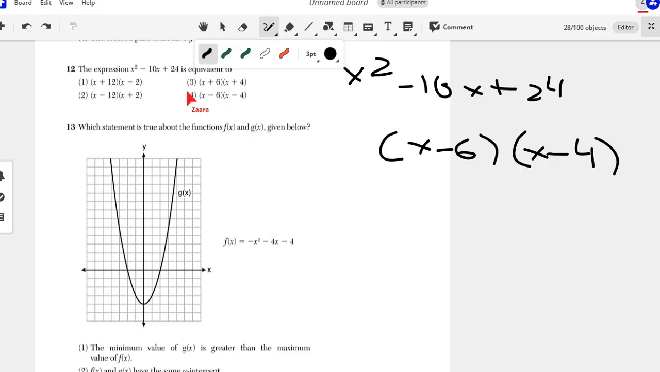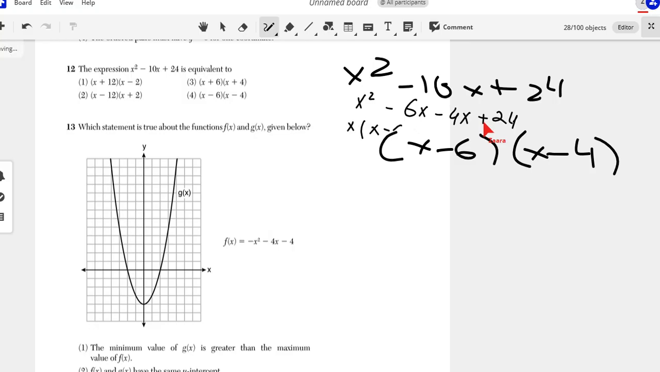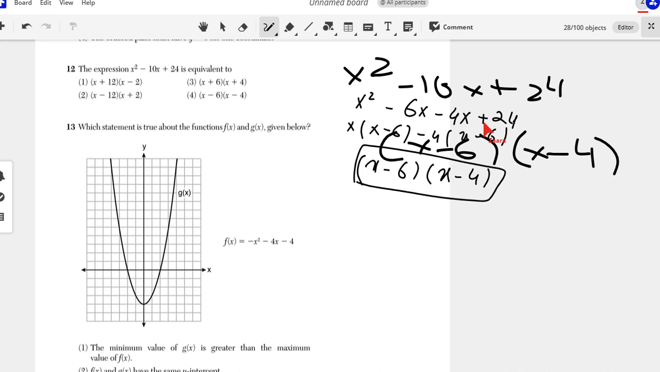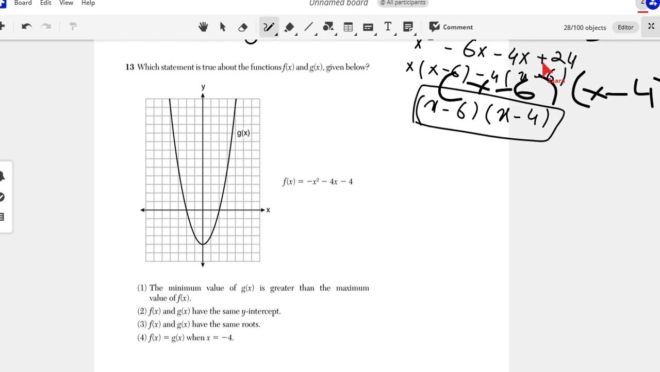If you look, oh, oh, oh. You just have to break the middle term. The question is right. Is it clear? Yeah. We break it with minus 6 and minus 4. And x minus 6 minus 4 into x minus 6 again. Okay, so x minus 6. Okay, next.